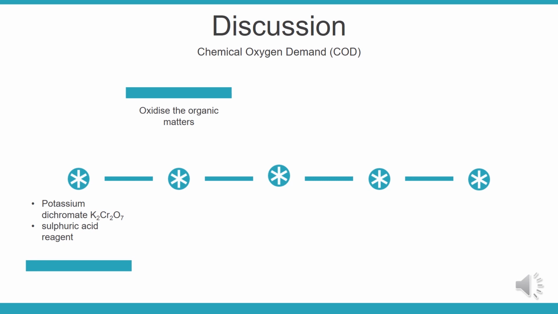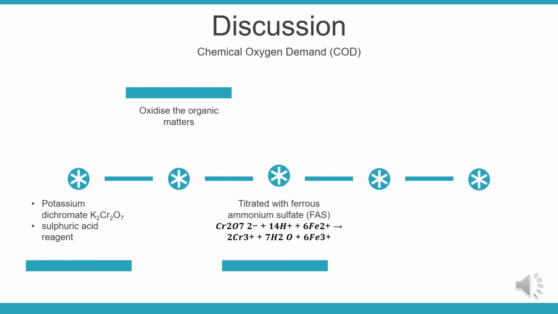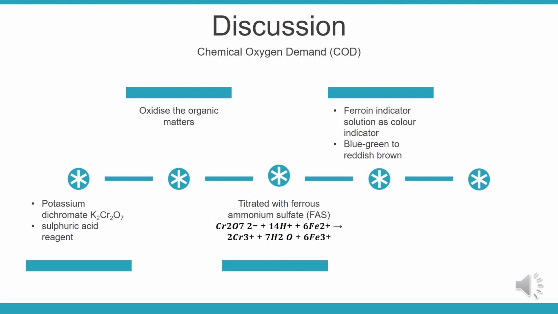After all the organic matter in the wastewater sample has been completely oxidized, the amount of remaining dichromate in the sample was determined by titration with ferrous ammonium sulfate (FAS), which reduced dichromate to trivalent chromium. As we can see, the overall equation of the redox reaction was shown below. During the titration, a color indicator was used, which was ferroin indicator solution. Once all the excess dichromate remaining in the sample was reduced to trivalent chromium, the ferroin indicator would change from blue to green to reddish brown.